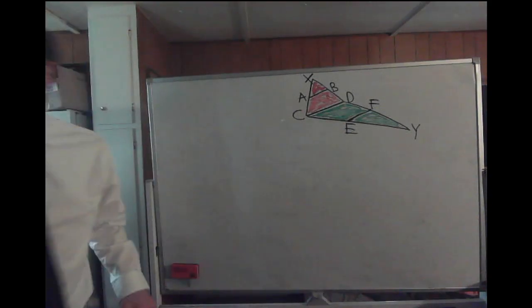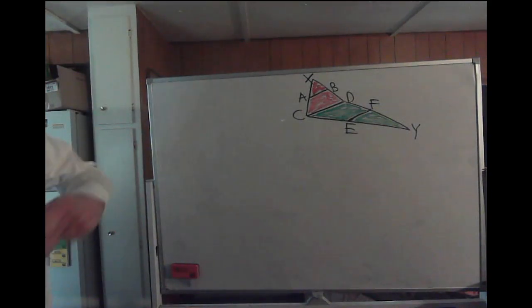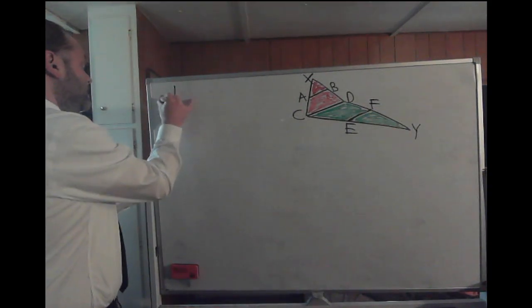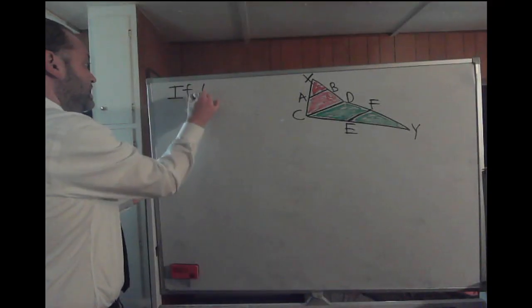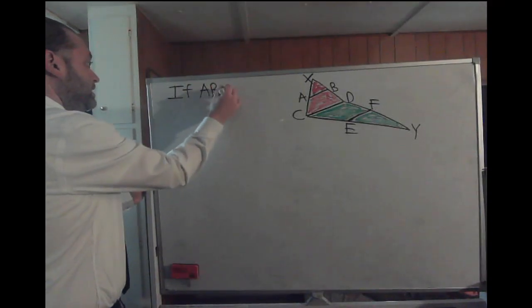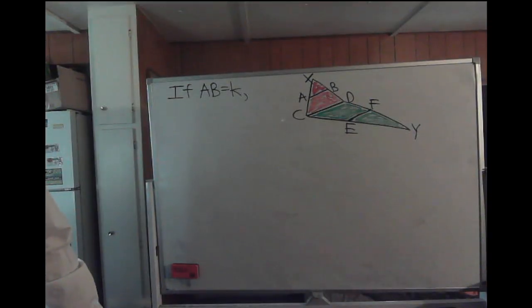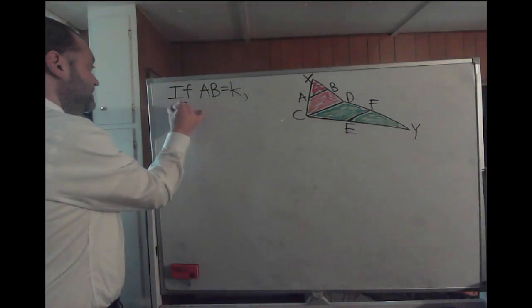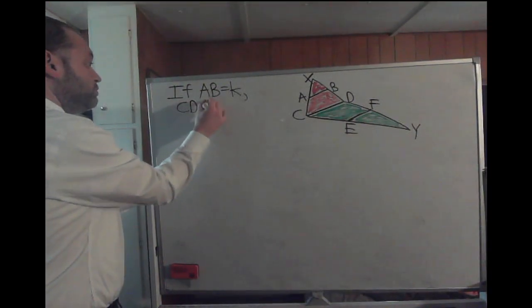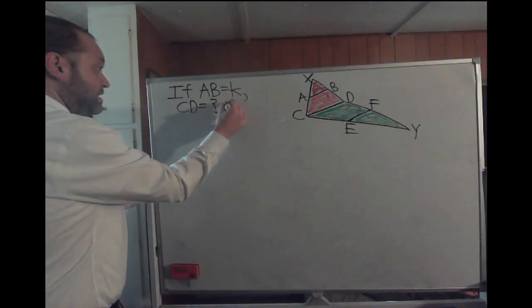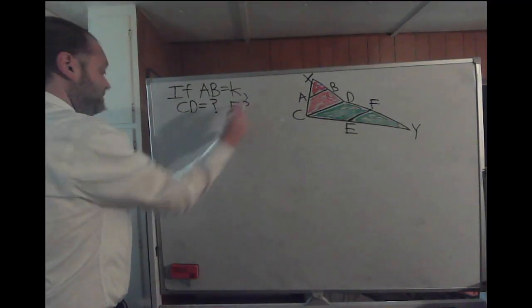What's the next one? Good one. If AB equals K, CD equals what? And we also got to find EF.